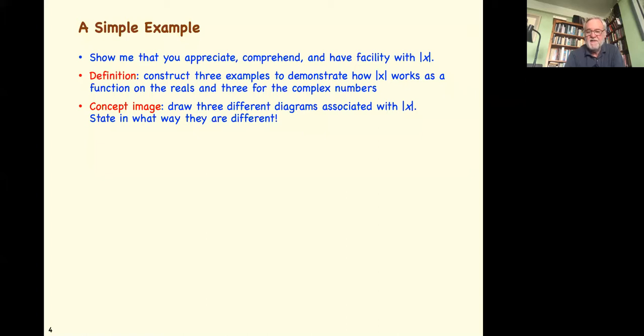And so here I can ask people, draw 3 different diagrams associated with mod X and state in what way they are different. I'll explain why I put that latter bit in a minute. Have just a little think. What would 3 different diagrams look like for you?